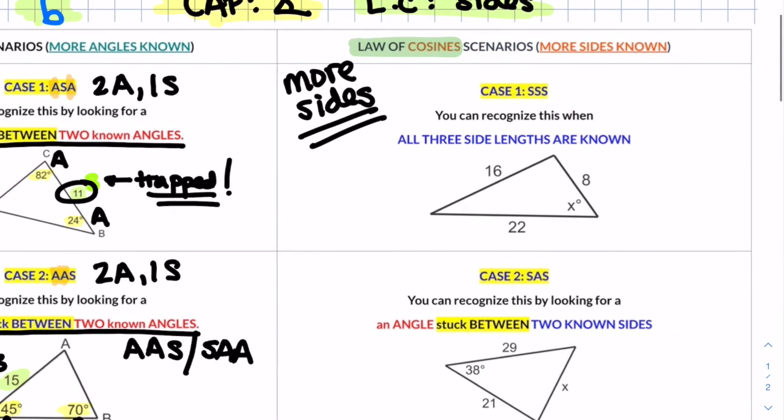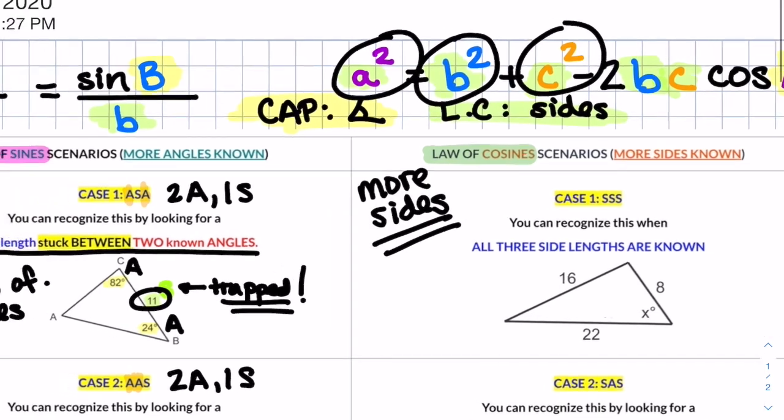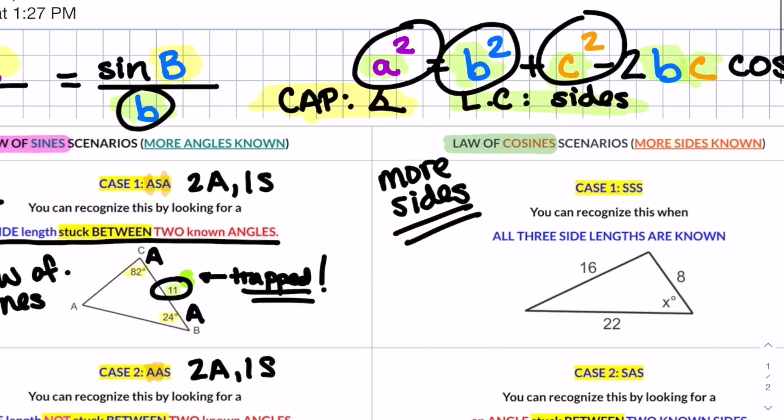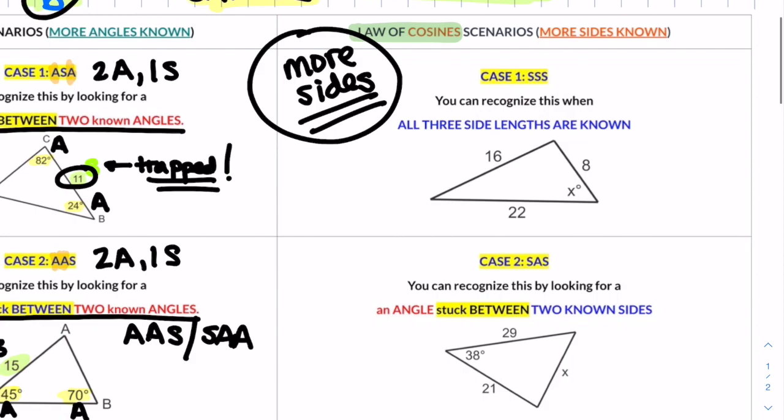And over here, we're going to go with the law of cosines. Notice in the formula, you have all three sides involved, whereas with the sine law, you only really had two sides involved. So we're looking for cases where more sides are in the picture. If you know more sides than angles, that's probably going to be a clue for the law of cosines.